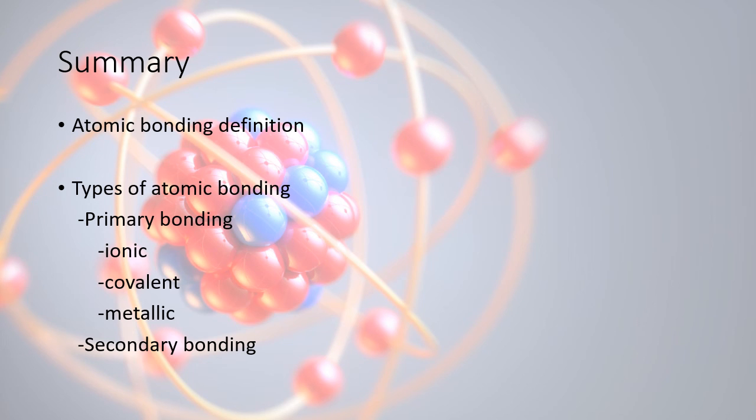So we have talked about the definition of atomic bonding and the two main types of atomic bonding, which are the primary bonding and the secondary bonding. And also we have talked about the three main types of the primary bonding.